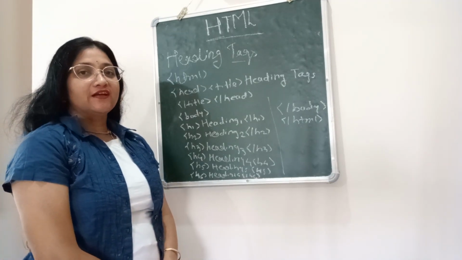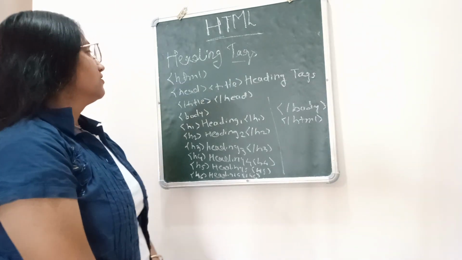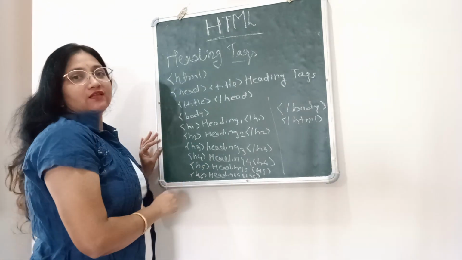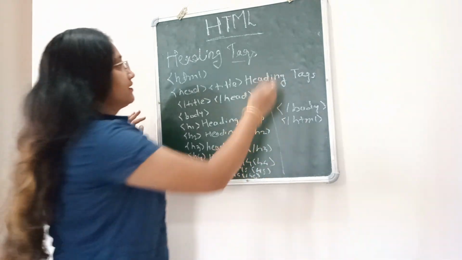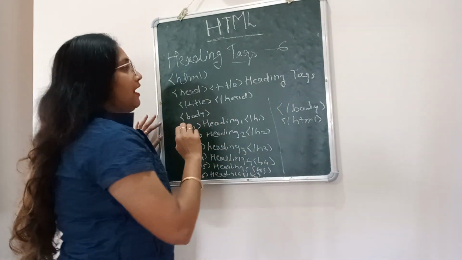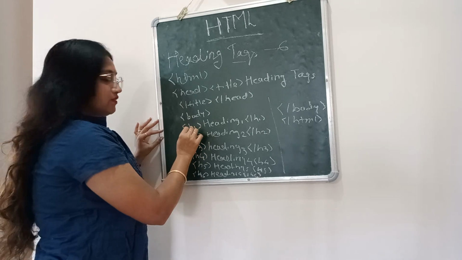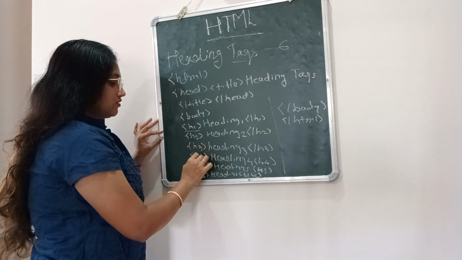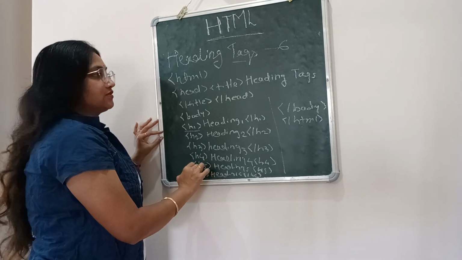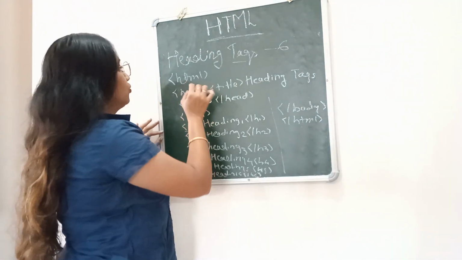We are seeing HTML, how to write HTML code, and in this video we will be seeing the heading tags in HTML. So we have 6 heading tags in HTML and those are written with the help of the tags H1, H2, H3, H4, H5 and H6. So let us see how to write this code.